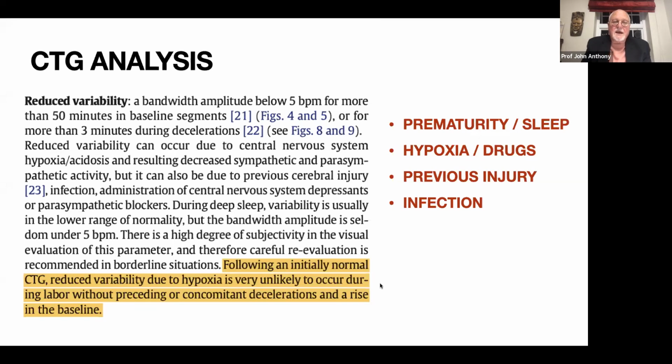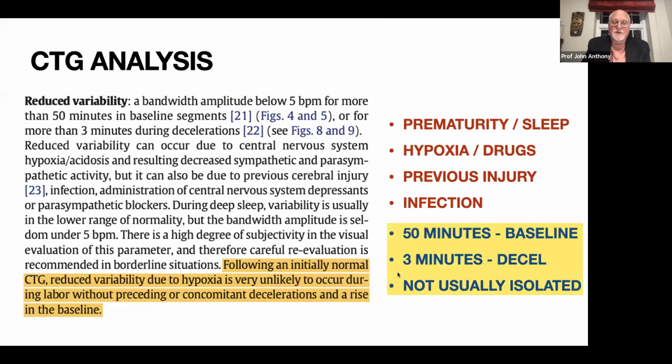But here there's an important caveat added by the people who wrote the FIGO guidelines, saying, following an initially normal CTG, reduced variability due to hypoxia is very unlikely to occur during labor without preceding or concomitant decelerations and a rise in the baseline. In other words, this is not usually an isolated finding if it's indicative of hypoxia.